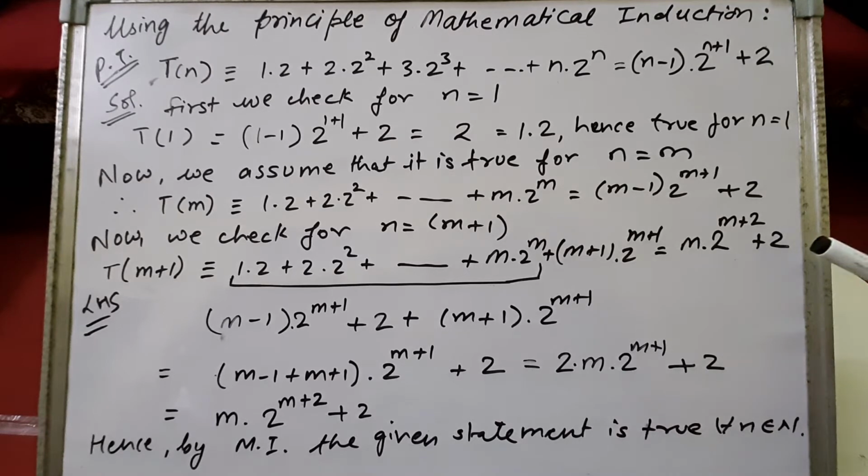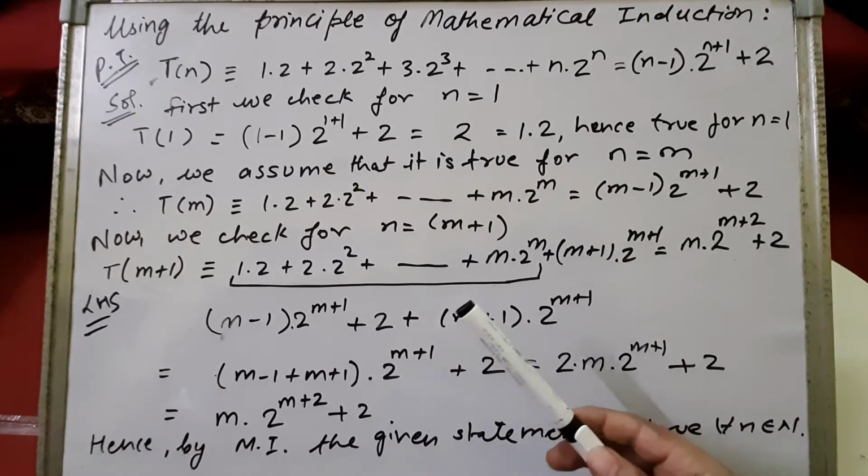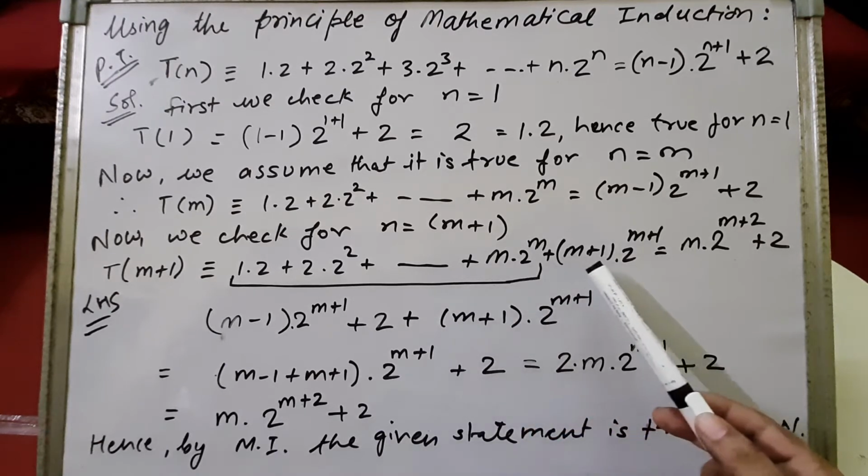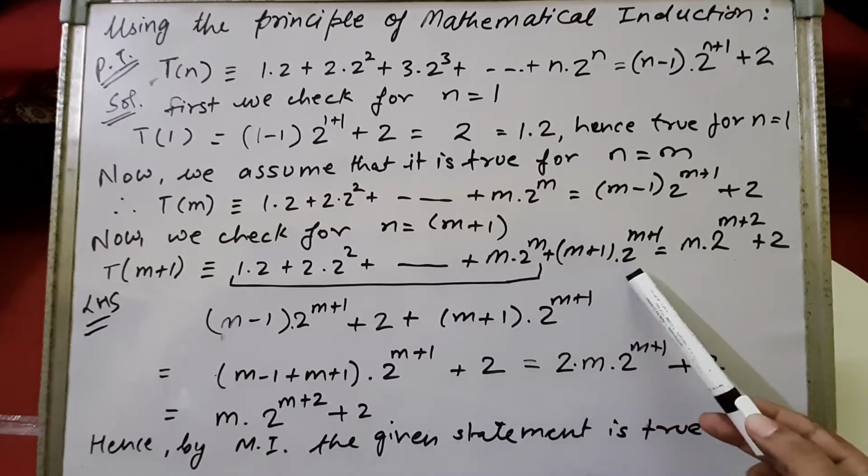Now we'll check for n equals m plus 1 and try to prove that it is true for m plus 1, right? So when we put m plus 1 in place of n, the sequence we get will be 1 into 2 plus 2 into 2 square plus and so on plus (m plus 1) into 2 to the power m plus 1.